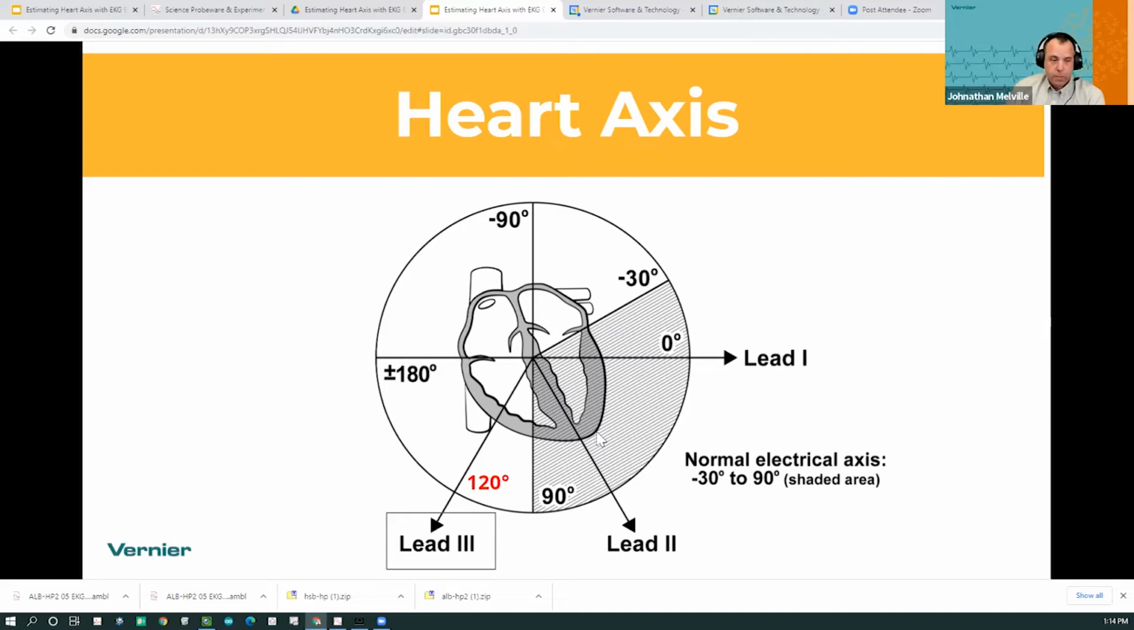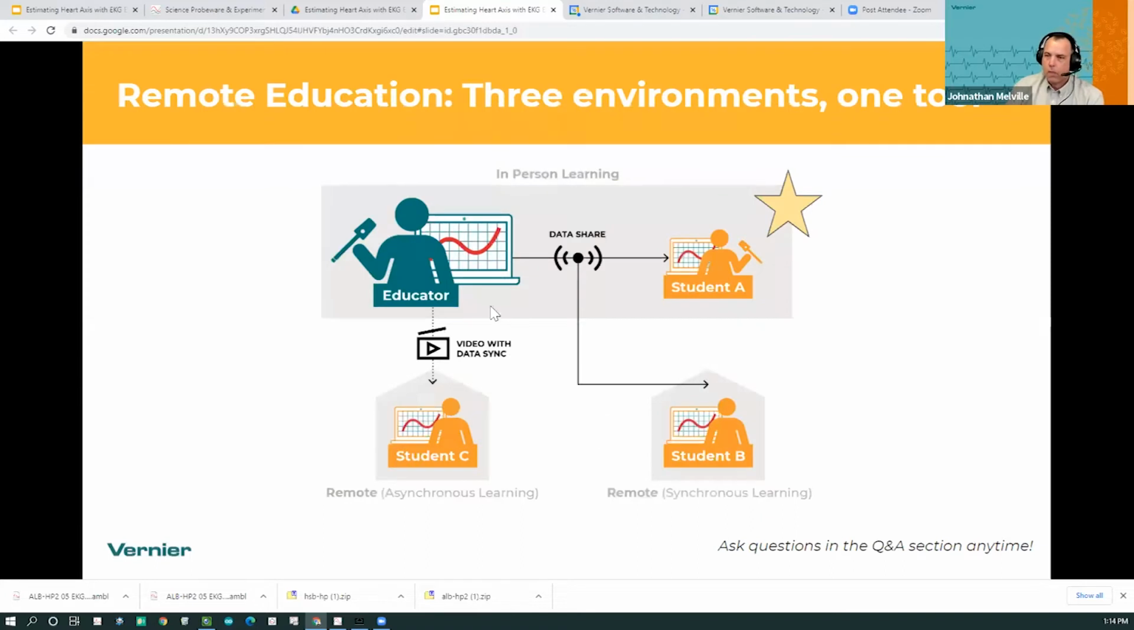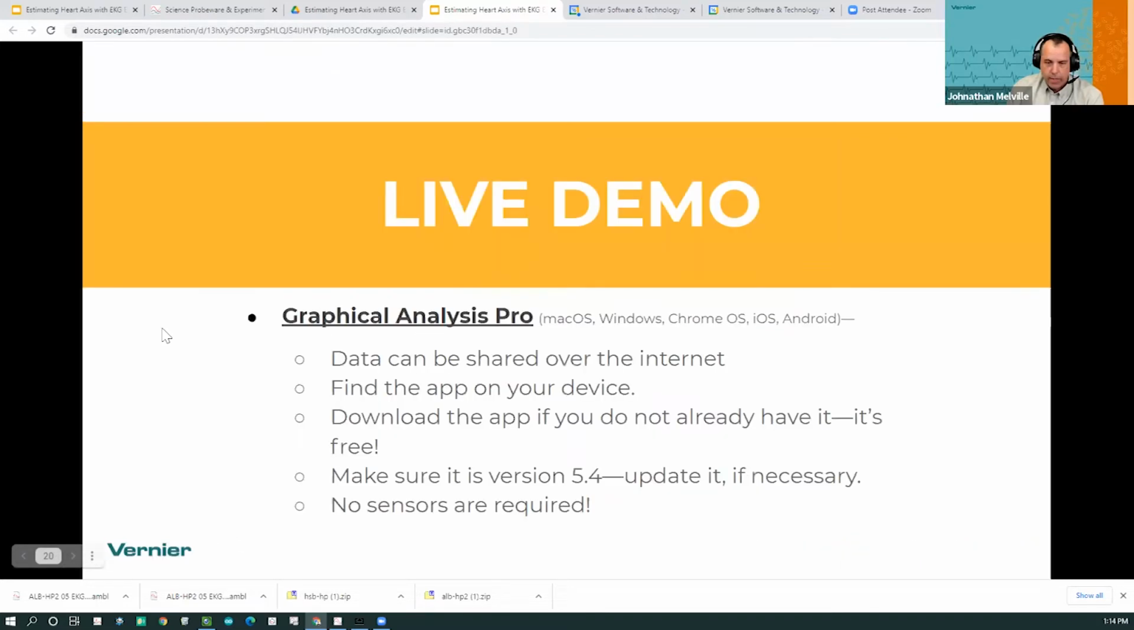Now, the other thing to be aware of is this is the positive. So it's the tallest positive deflection. All right, so the next thing I'm going to do is record an EKG trace. Are there any questions before I do that?